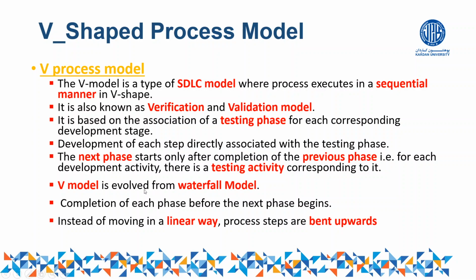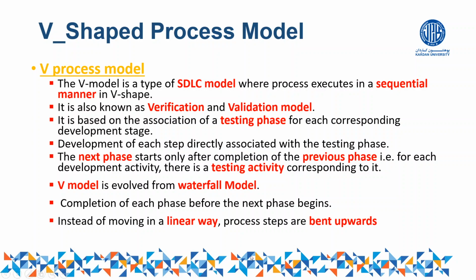That's why here we can see that the V model is derived, or evolved, from the waterfall model. Completion of each phase before the next phase begins. Now, what we discussed above applies here as well: the next phase starts only after completion of the previous phase. Instead of moving in a linear way, process steps are bent upwards. Remember that waterfall model phases were to be followed in a linear fashion.